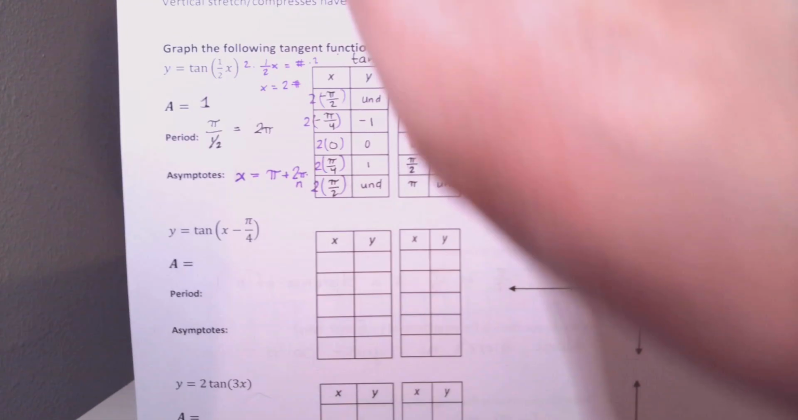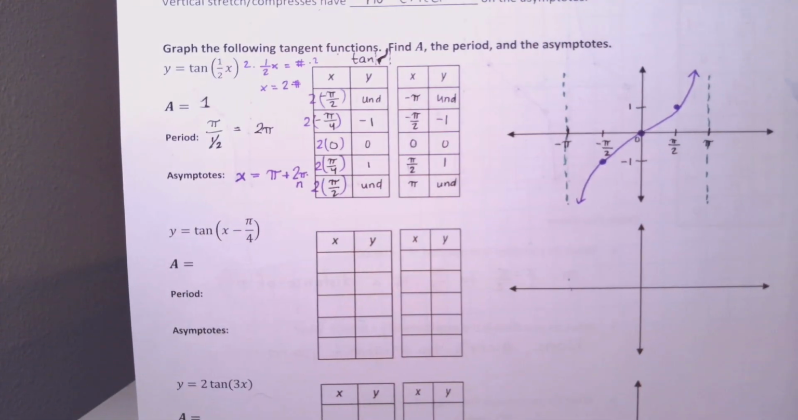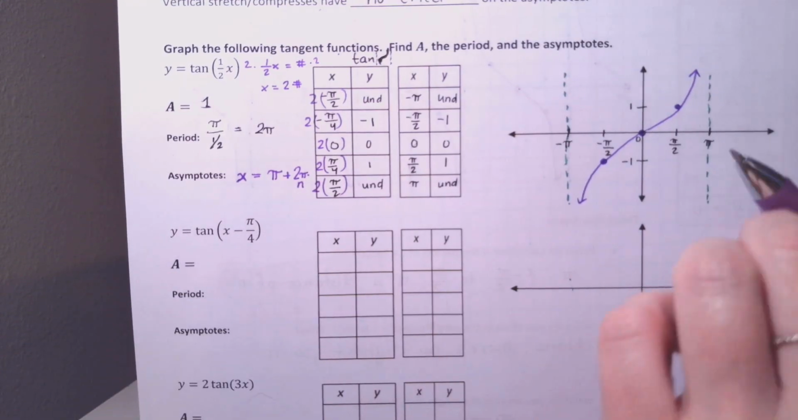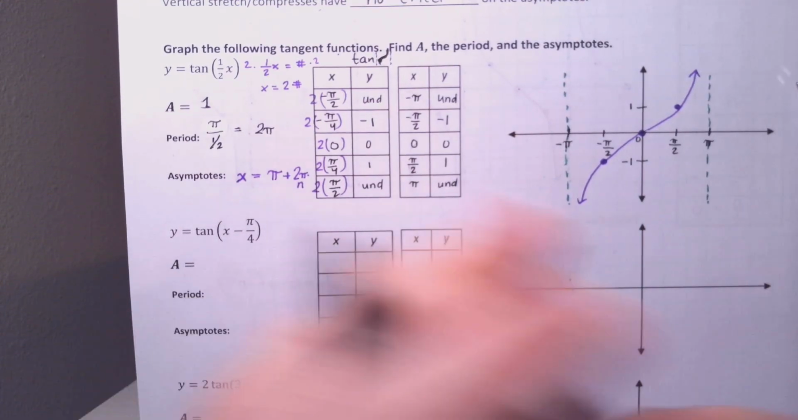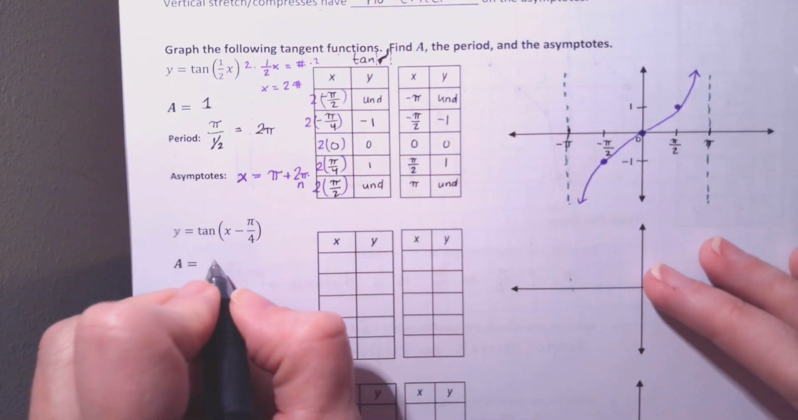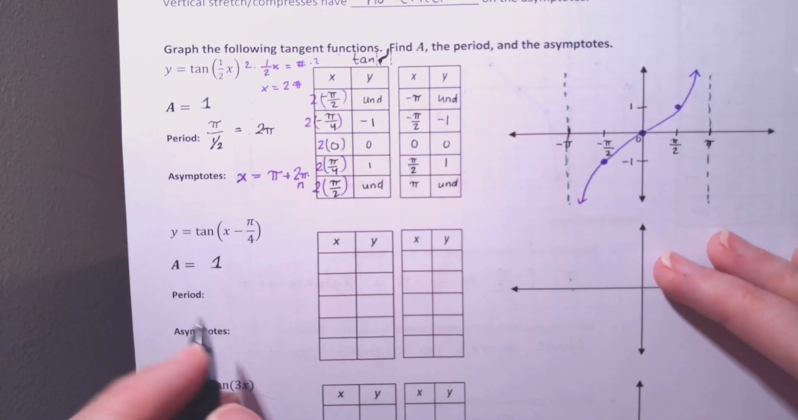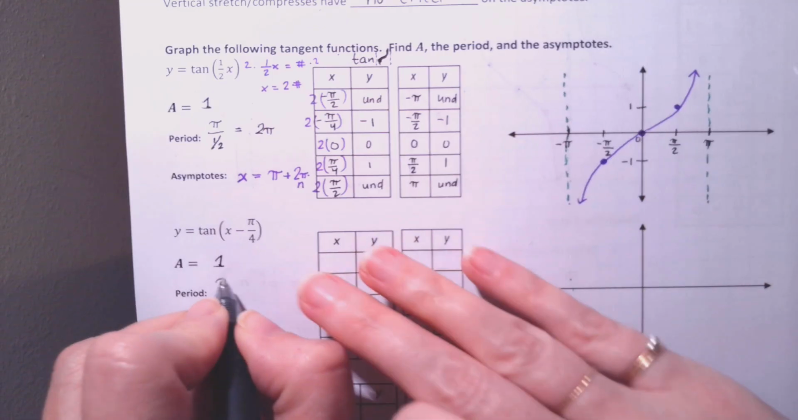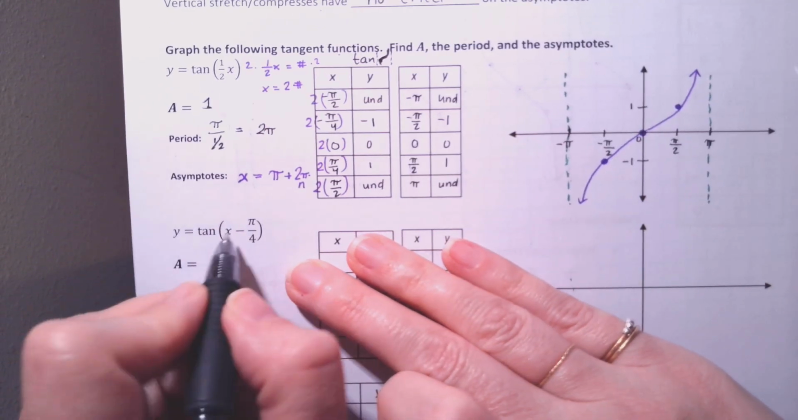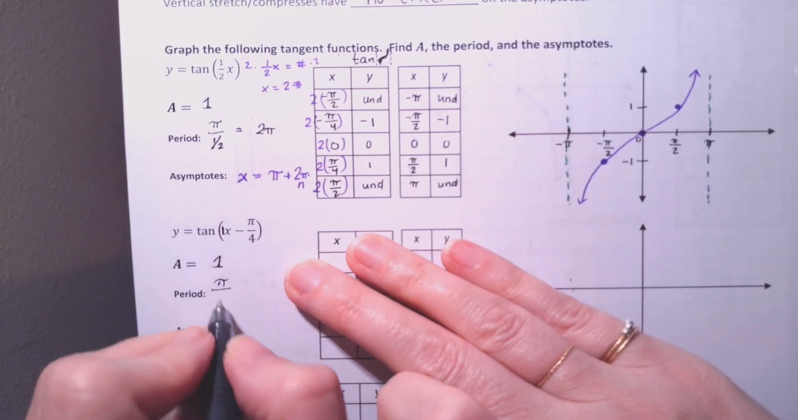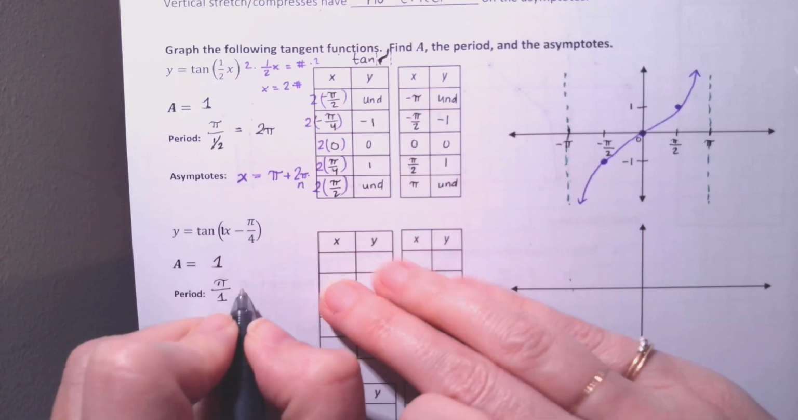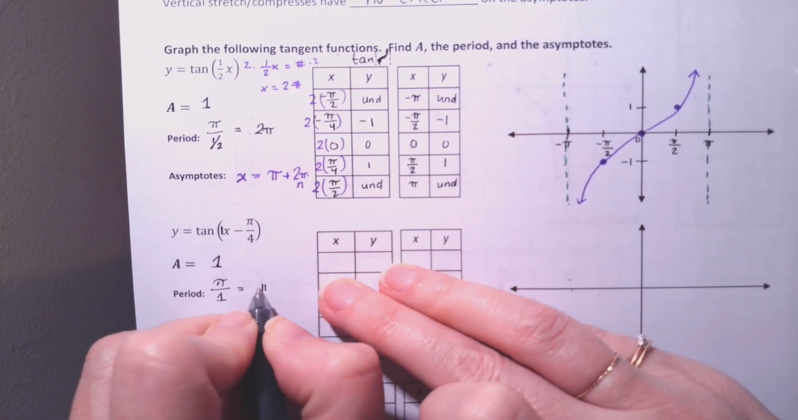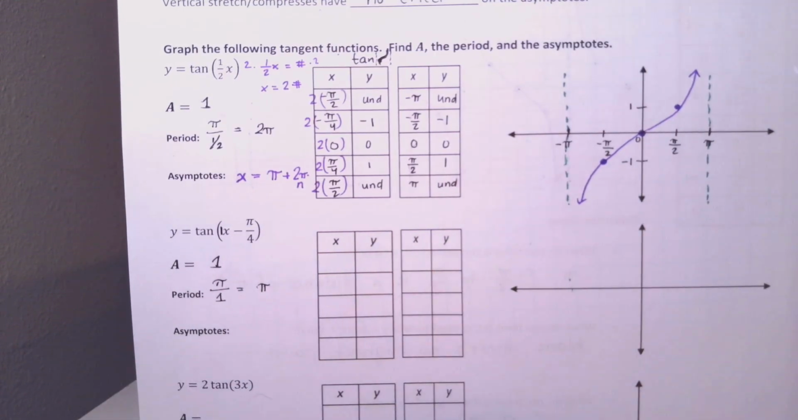All right, second one. Okay, we have tangent of x minus pi over 4. Talking about first the vertical stretch, the a value. The a value in this one again is just 1. So it's not going to be any more stretched out or squished down than the parent. The period on this one, again, we'll do pi divided by the absolute value of b, and the b on this one is just 1. So pi divided by 1 would be just pi, which is the normal period, just like the parent function.